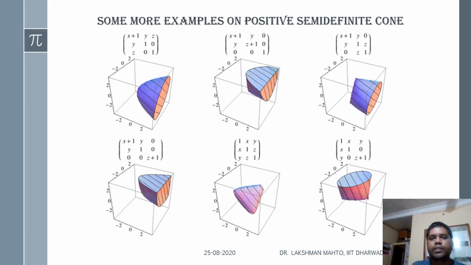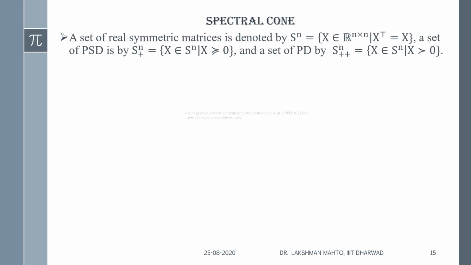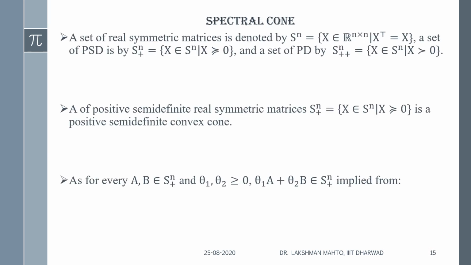It is very important in deriving conic programs. I will discuss some examples. Here I have taken some examples. With respect to this matrix, this is the corresponding semi-definite cone. With respect to this matrix, this is the plot, and likewise you can see all the other plots. Okay, the next thing I will discuss in the next class.